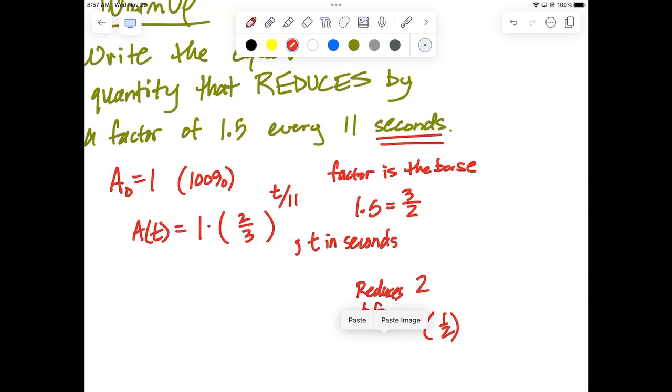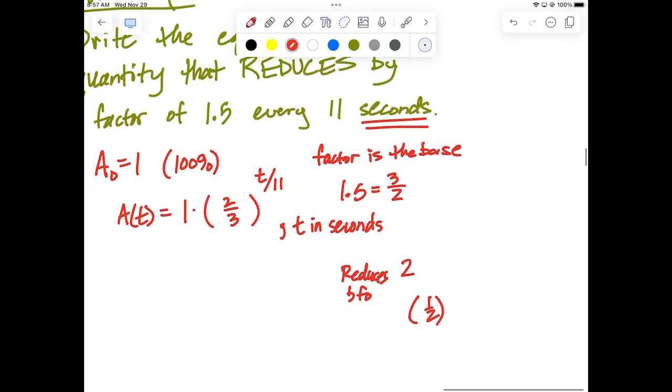It does, but we're going in the negative direction. So the reciprocal of 2/3 is 3/2, so it is 1.5 smaller. Just like if I said reduces by a factor of 2, it's 1/2. If it reduces by a factor of 3, which would be right in between there, then the base would be 1/3. It's kind of like when we talk about our dilations, right? If something is decreasing by a factor of 5, the a value in front is the reciprocal, 1/5. Okay.